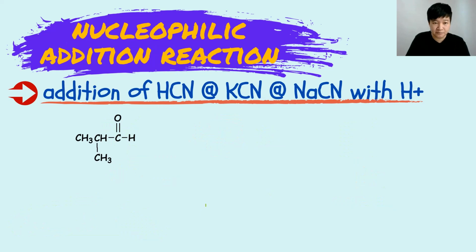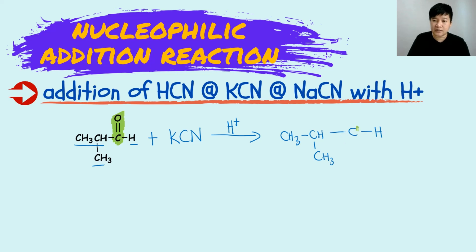Let's look at some examples. So, we focus only on the carbon holding the C double bond O. The rest of the thing doesn't change. Let's say I react with my KCN in the presence of acid, knowing that the rest of the group doesn't change. So, we recopy everything that shall remain the same. Just copy that. The carbon holding the double bond O is this guy.